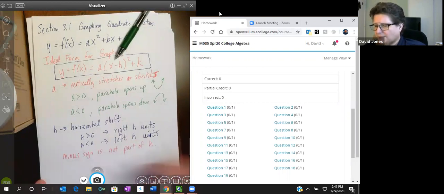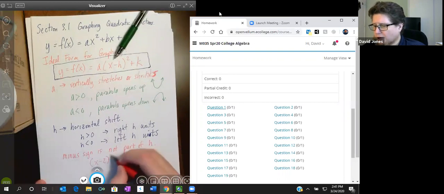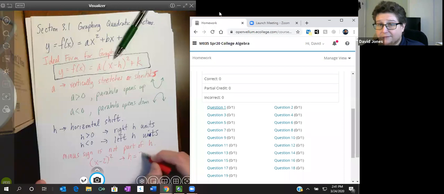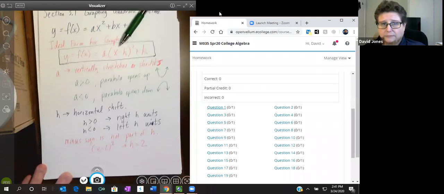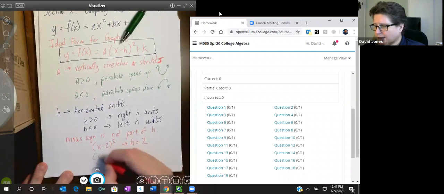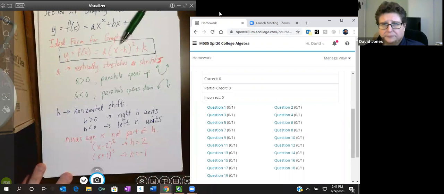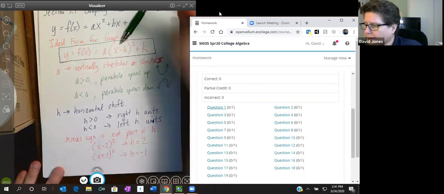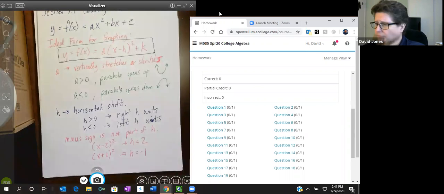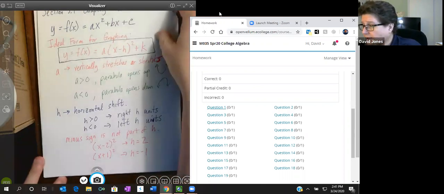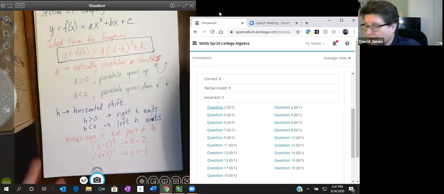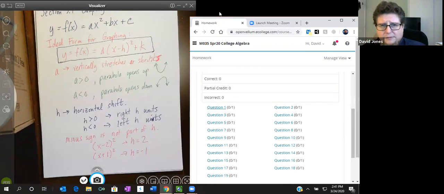If it says x minus 2 squared, h equals positive 2. If it says x plus 1 squared, h equals negative 1. So it's the opposite of what it looks like. That's the way I remember it. Let me pause and let you hit pause and take some notes.